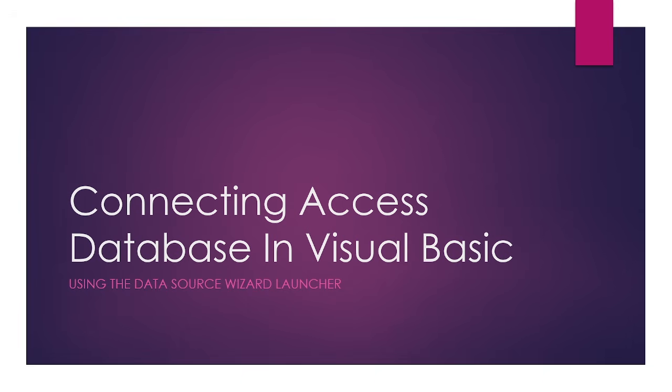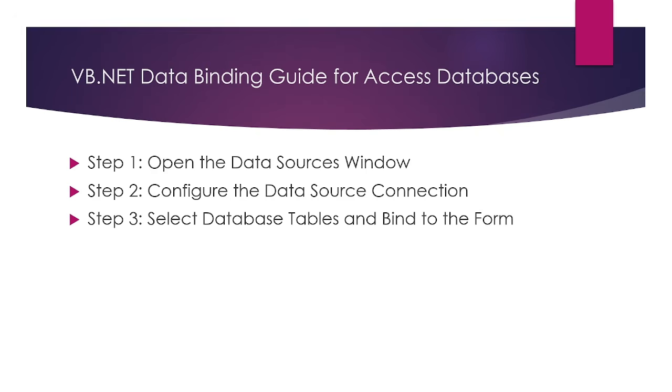Right, and this is on Access database. After this, we can also try using MySQL server to get this done, right? So let's look at the 3 steps we are going to follow. Then we can dive into our Visual Studio and see how we can get it done. So the first thing is to open the data sources window. Then you configure your data source connection. Then you finally select the database tables and bind them to your form. And then you do a few things and you can have your data shown on your form.